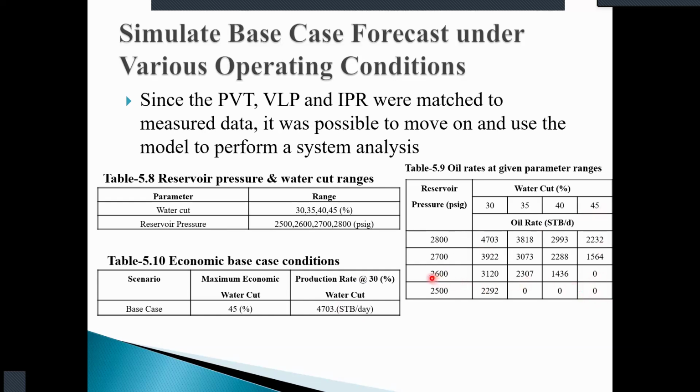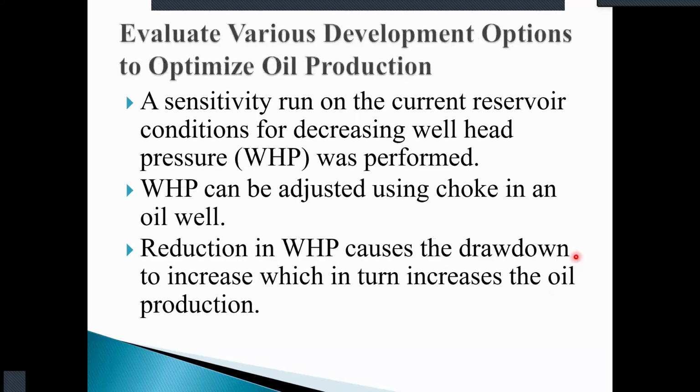For a pressure of 2600 psig and a water cut of 30%, it is 3120. It is decreasing since the reservoir pressure is decreasing. Also, since the water cut is increasing, it is decreasing. You can see 4703, 3818, 2993, and 2232. Let's look at that from plots.